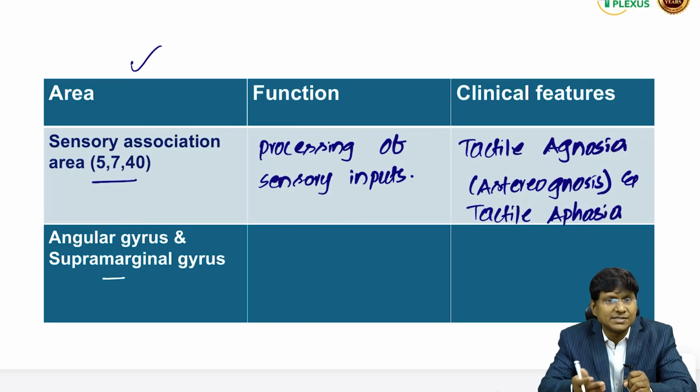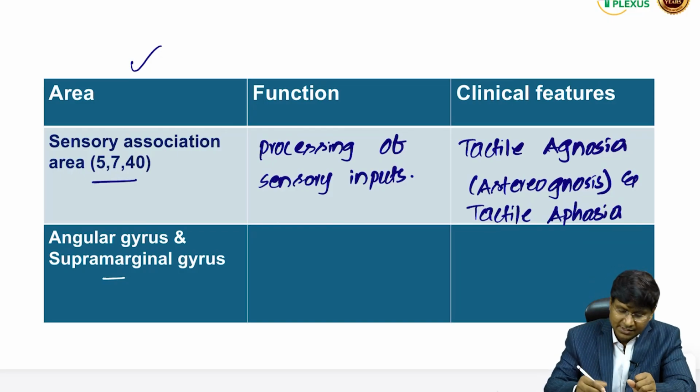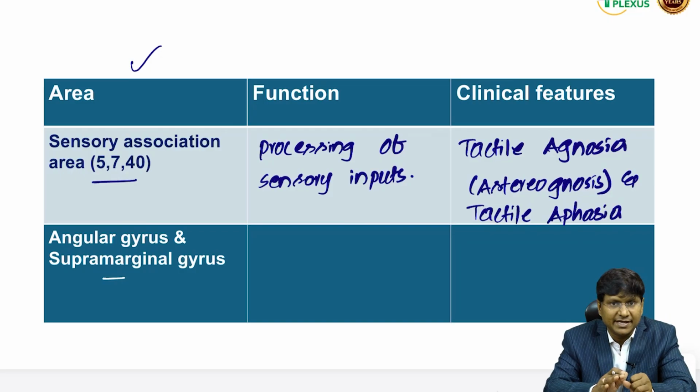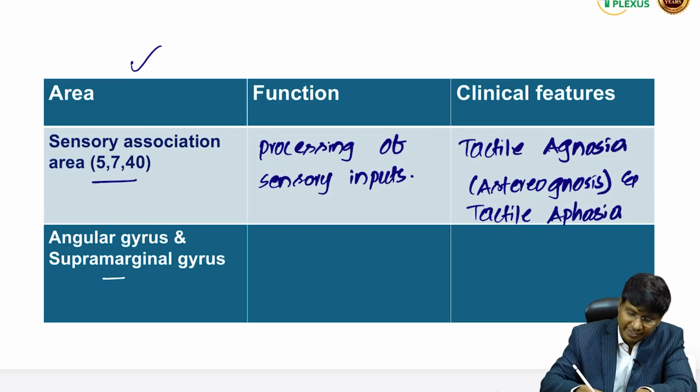The angular gyrus and the supramarginal gyrus are the sensory speech areas. They store visual images.